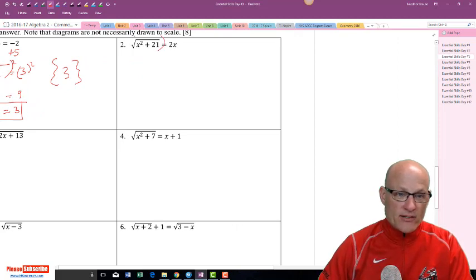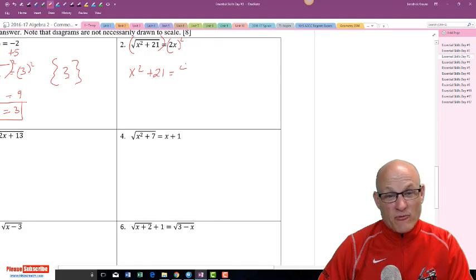Let's square both sides. Now, this is a little tricky. This one just gives me x squared plus 21, but this one gives me 4x squared, because remember, it's 2x times 2x, which is 4x squared. Everything goes to the right. 0 is equal to 3x squared minus 21. I can take out a 3, so I get 3 times x squared minus 7.